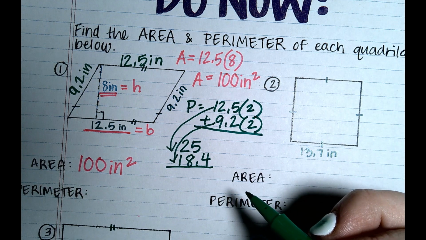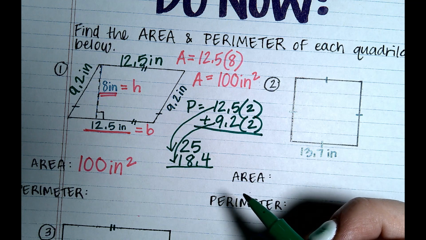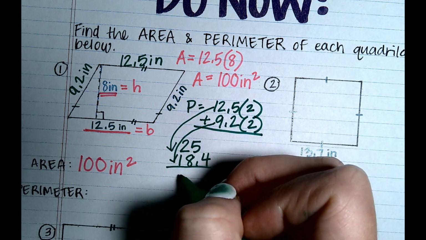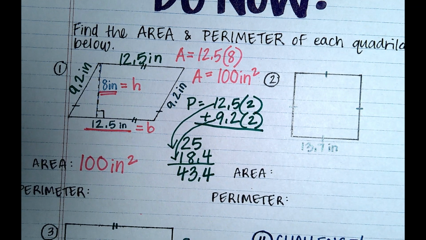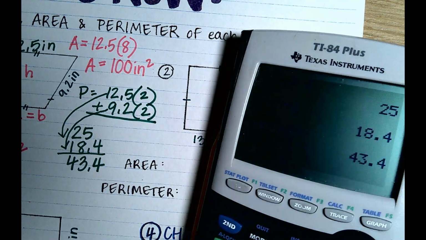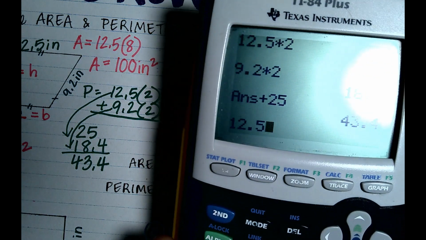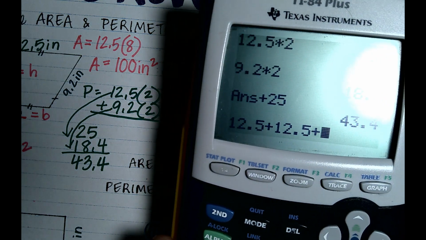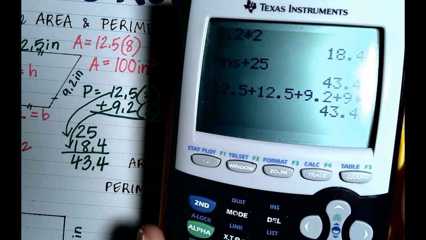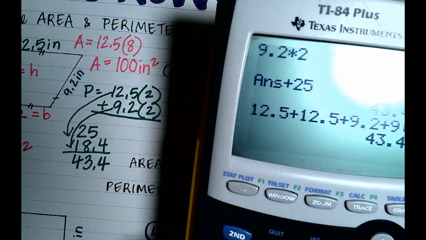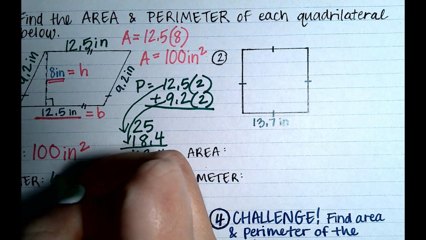42.4? Yep. Somehow I got 43.4. I got 43.4. Huh. I might have typed it wrong too. Oh, that's okay. I got 43.4. Let me try doing it the way that you did, where you just added the 4 numbers together. 12.5 plus 12.5 plus 9.2 plus 9.2. I still got 43.4. Perfect, perfect. Okay, so 43.4 would be our perimeter, and what are the units?